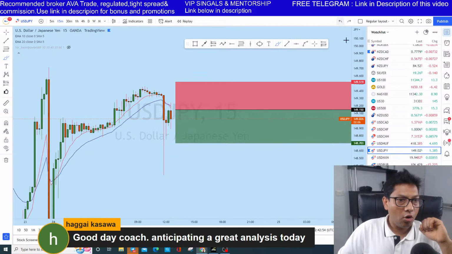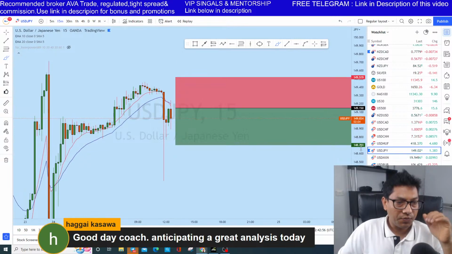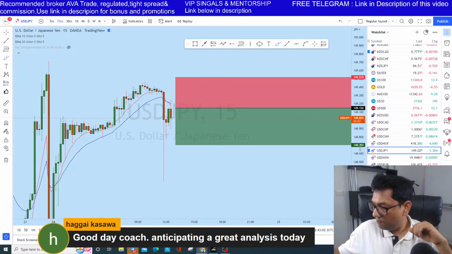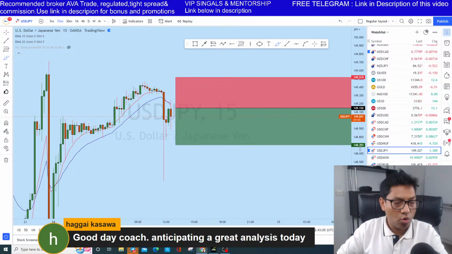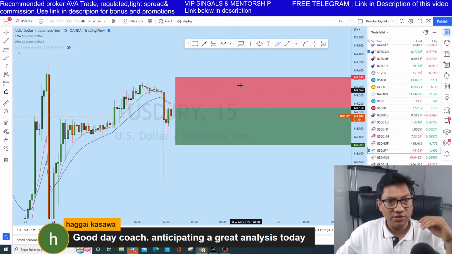Now we need the price to come at least to 148.70. With that movement we will be able to close our profit, we will get our profit hit in the zone. So let's see what happens. Let me look at my trade that is going on. Yeah, it's going well. Awesome. So let's find out now what other stuff is going on.